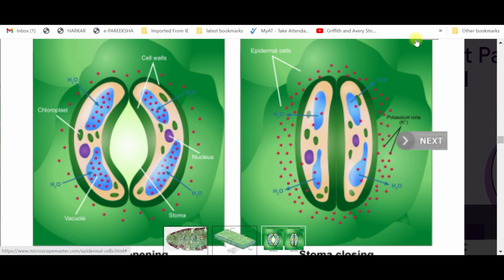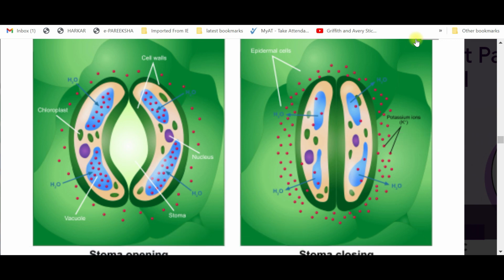So sorry for the disturbance. What I wanted to confirm is that guard cells are the only cells which contain chloroplast in the epidermal tissue. There is nowhere else in the epidermis where chloroplasts are present. Only the guard cells contain chloroplast in the epidermal tissue. So that is what we in general see.